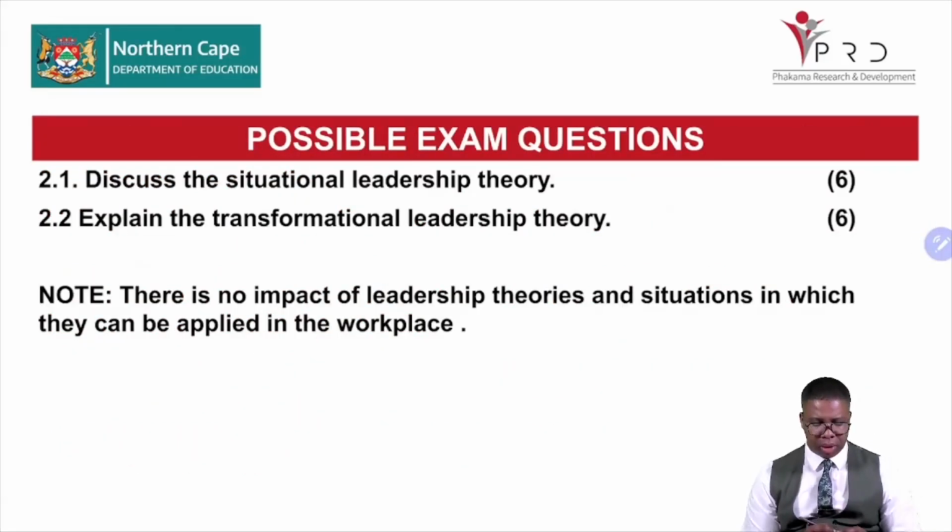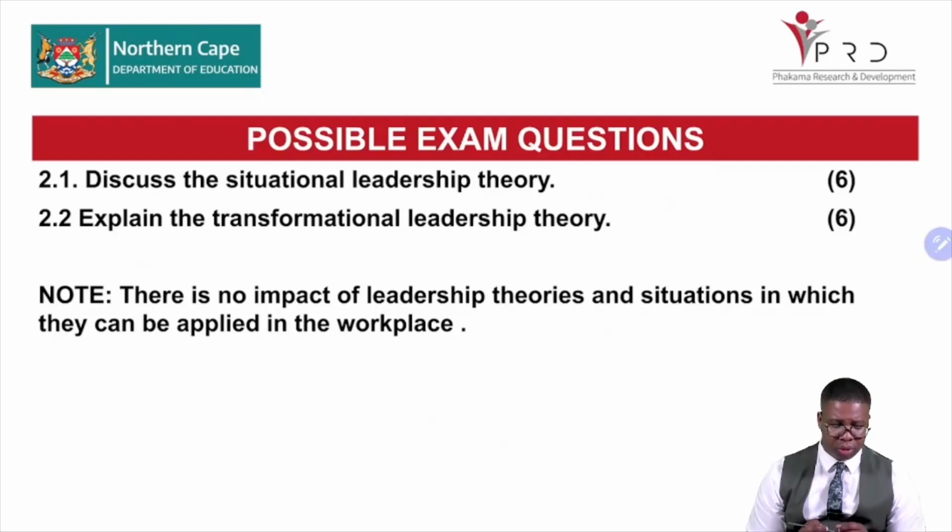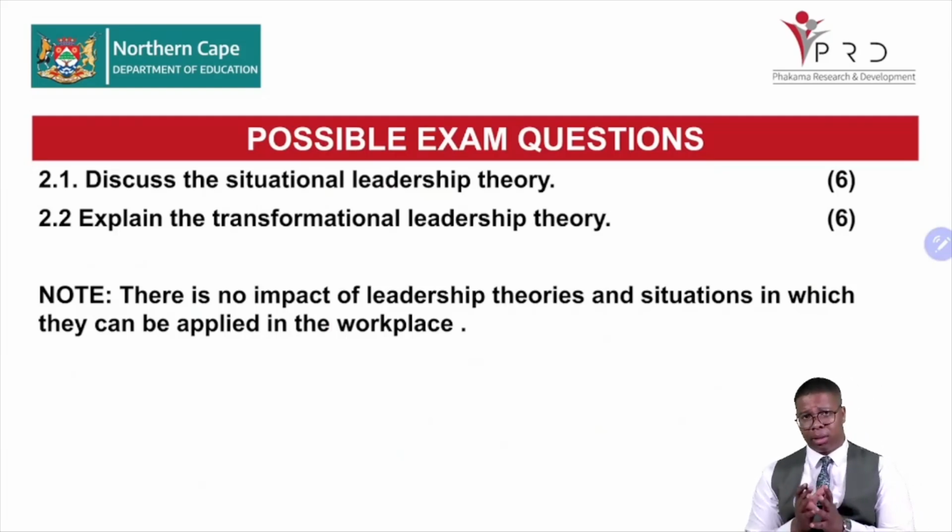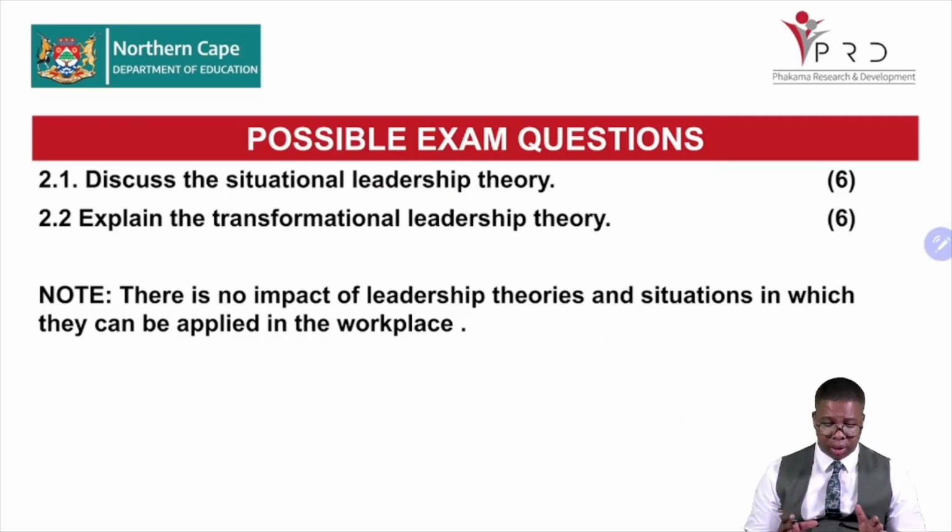Then let us look into other possible exam questions. 2.1 is a direct question that says discuss the situational leadership theory, and then 2.2 can say explain the transformational leadership theory for 6 marks. These are direct questions and these are linking to the theories of leadership.